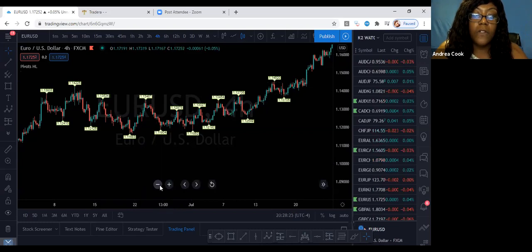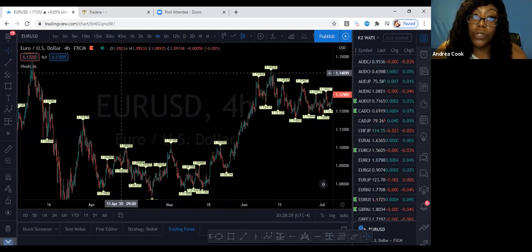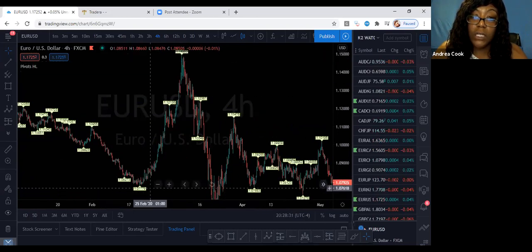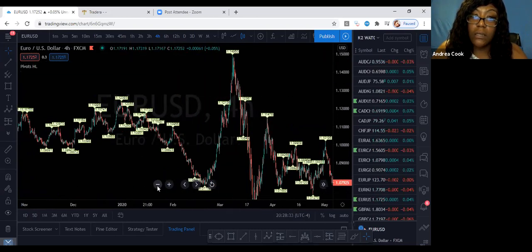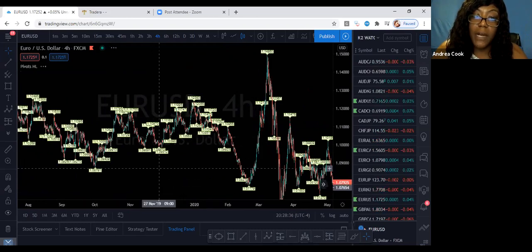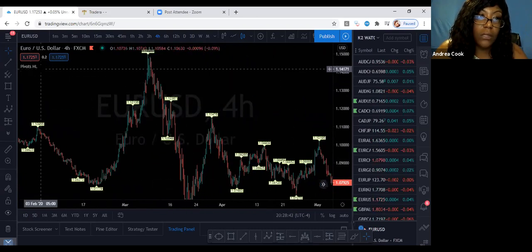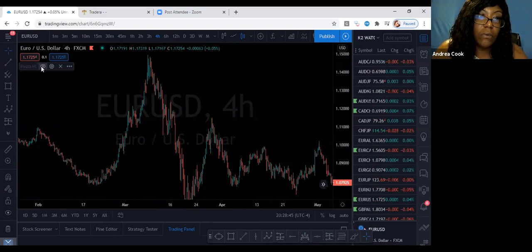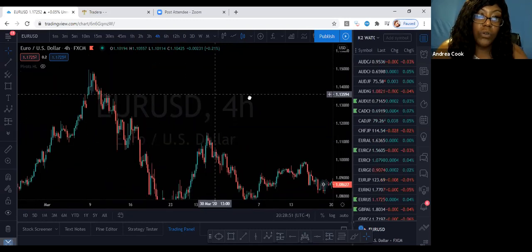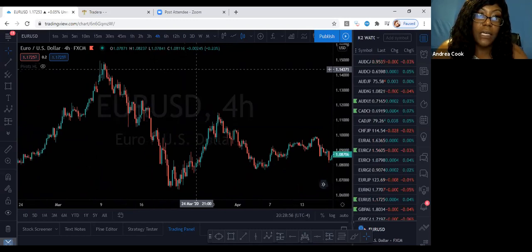Okay. So I feel like everybody understands what market structure and trend identification is. Does anybody have any questions about it? Let's take this off. Let's show an example of a trend line. I want y'all to practice drawing some trend lines, so I'm gonna show you how to get them, okay?